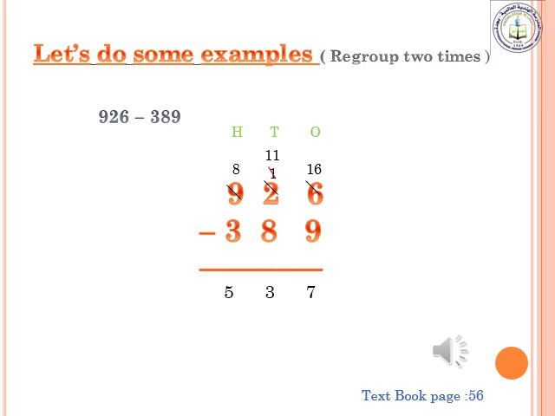Next, hundreds place. Can you subtract 3 from 8? Yes. Keep 3 in your fingers and count backward of 8. You will get 5. So, answer is 537.